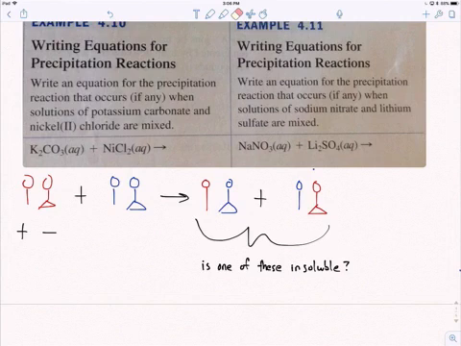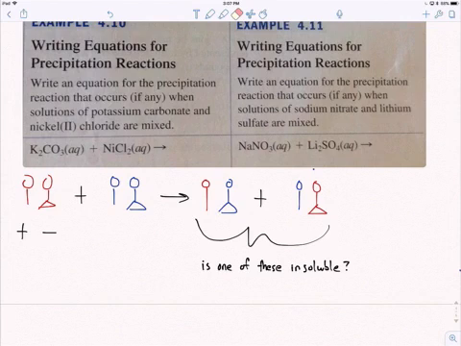So in this way, this positive ion would mix with this negative ion here, like that. And likewise, this negative ion would mix with this positive ion like that. Sometimes this is referred to as a partner exchange reaction. And the question is, is one of these insoluble? If one of these is insoluble, then a precipitate will form. If both are soluble, then no reaction happens.